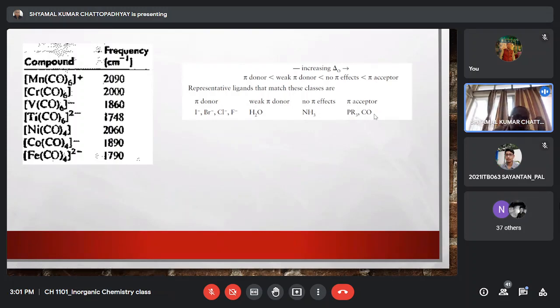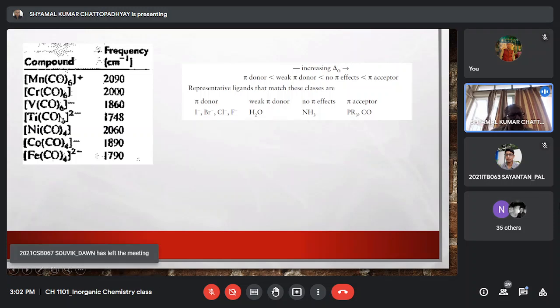Now I have told you that I will not discuss the experimental evidence, but as you can see from here, I have given you one evidence here. Here we have taken hexacarbonyls, right? Hexacarbonyls, they are all isoelectronic, except for the fact that as you go down this, you see starting from a plus charge, now this is neutral, this is minus charge, this is 2 minus charge, etc.